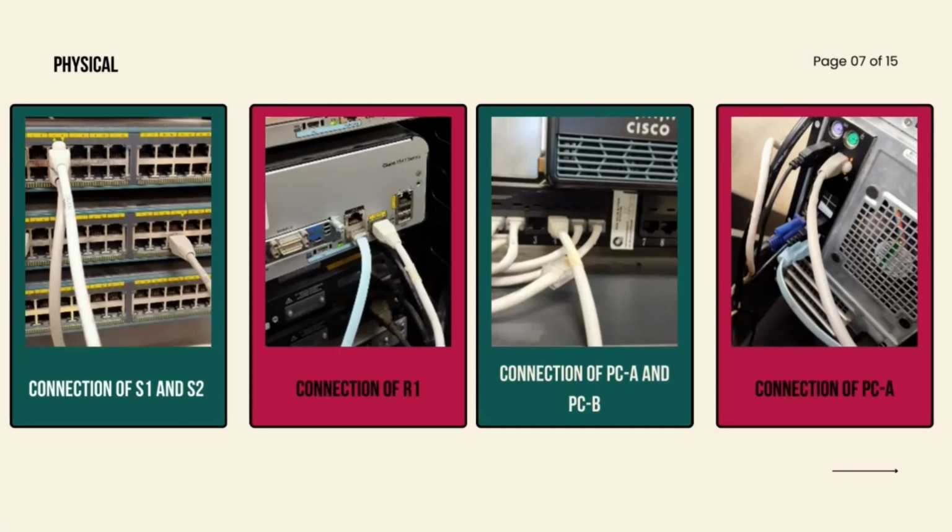As you can see from the pictures, we have connected the switches via Ethernet cable. So the first picture is the connection of switch 1 and switch 2. The second picture is the connection to the router. The third picture is the connection to the PCs, which are PCA and PCB. And lastly, the connection of PCA.